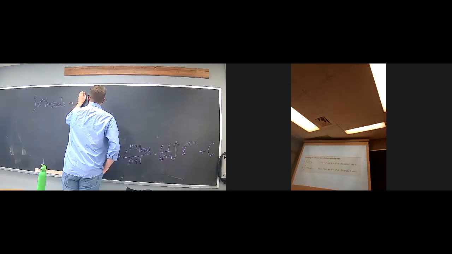x to the n plus 1 times the ln of x over n plus 1, minus 1 over n plus 1, this thing squared, x to the n plus 1 plus a constant. Now, anytime we get an integral of this form, we just have to know what n is, and we can figure out pretty quick just by using this what the integral will be, right?